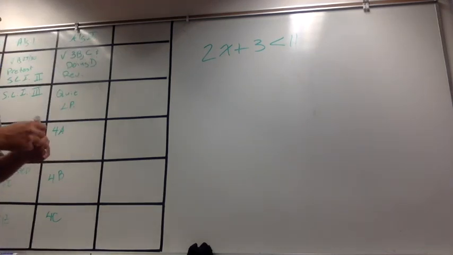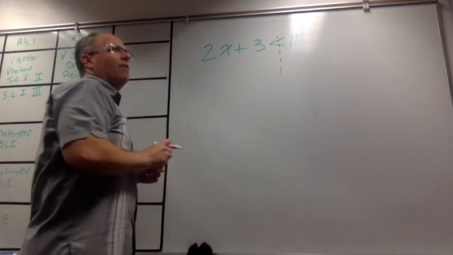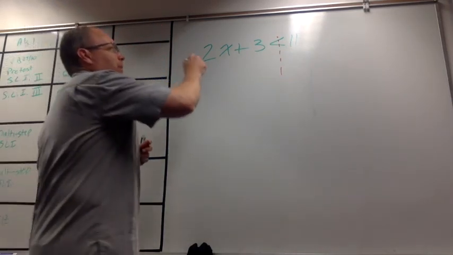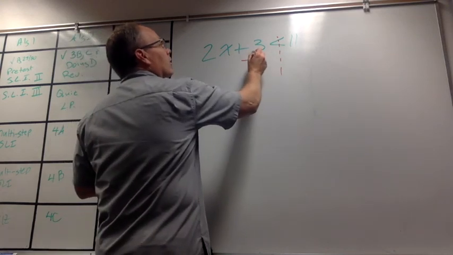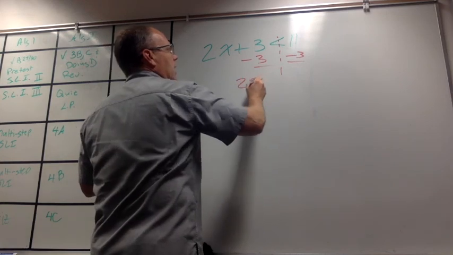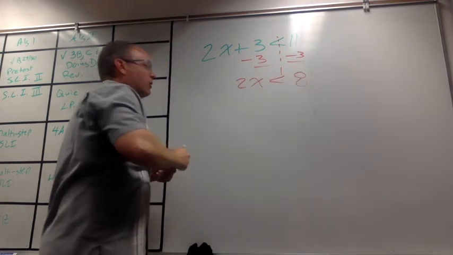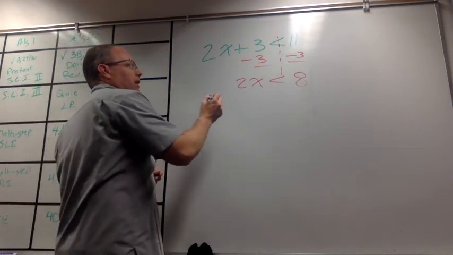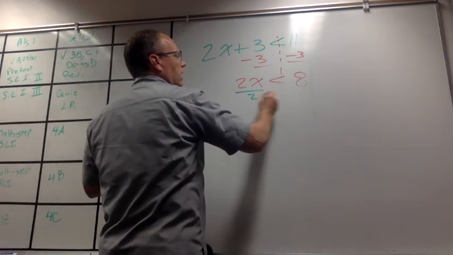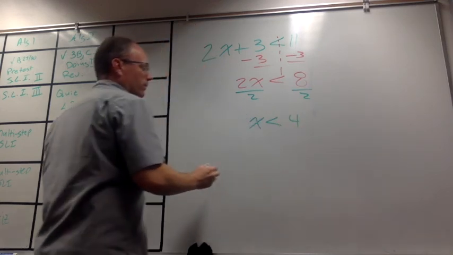All right. Again, I'm going to treat this as an equal sign. So what should I do to start getting x by itself? Minus 3, right? So 11 subtract 3 is how much? 8. How do I get x by itself? How are 2 and x being held together? Multiplication, so I'm going to divide each side, right? So x is less than 4.